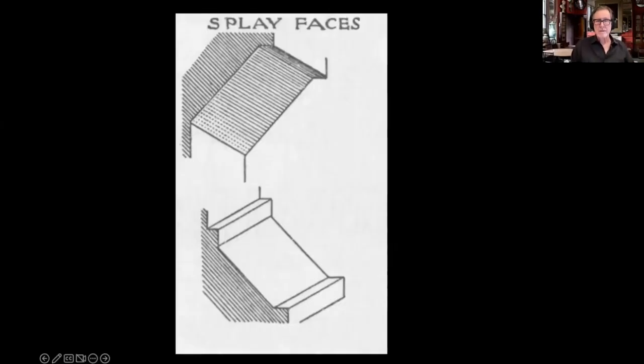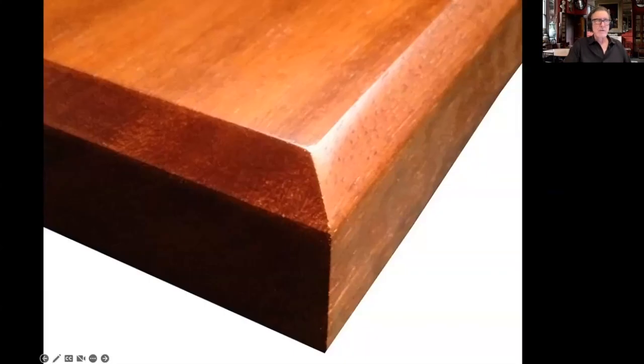So as I said, a splay is simply an angled straight surface. Cabinet makers and millwork people will usually call this a chamfer, and you'll hear that word a lot, chamfer, but it's another word for the same kind of surface. So in millwork, for example, the edge of a counter or a tabletop will have a chamfered edge. Well, that's a splay face, another name for the same thing.